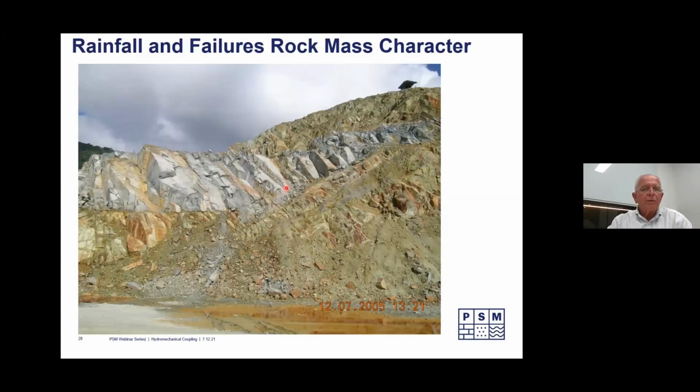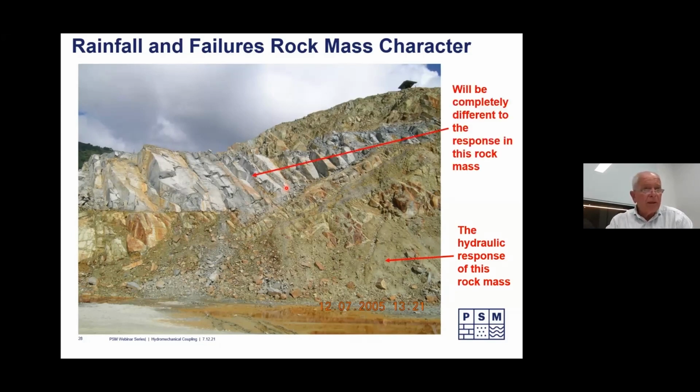Now let's look at something else. The differences in rock mass character. Now, I believe you can fundamentally look at a rock mass and say, I think this is what's likely to happen in this rock mass. You won't know the amount. You can't predict that accurately, but you can understand the direction in which that's going to go. So the hydraulic response in this rock mass is going to be completely different, as you can imagine, to the hydraulic response in that rock mass. More widely spaced joints, probably more open, higher aperture, higher hydraulic conductivity.